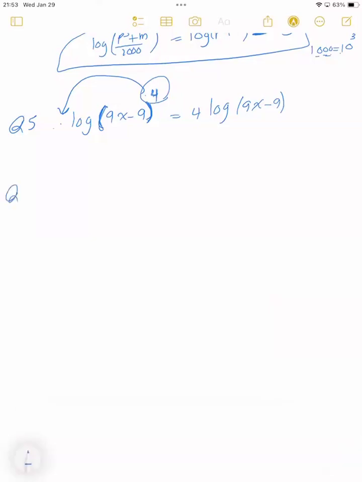Question number 6. We have ln of 3 to the power kt. So we want to apply the power property. This kt becomes the coefficient. And that's it, that's the answer. So you have two exponents, k times t, that become the coefficient.